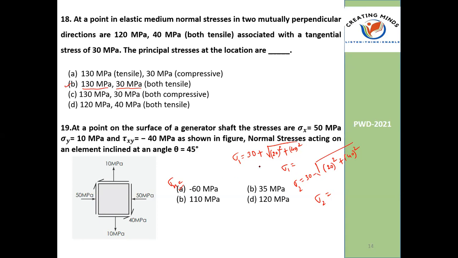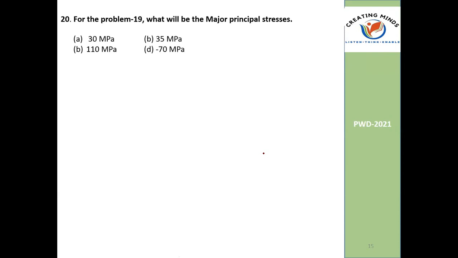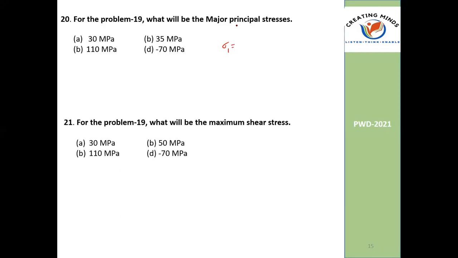Yes, what is sigma 1? How much are you getting for sigma 1? 74. 74 point something. What is sigma 1? 74.72. Minus or plus? Plus. Okay. What is minor? So here, minus 4. What is minor?